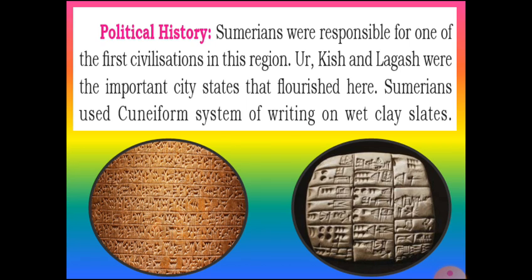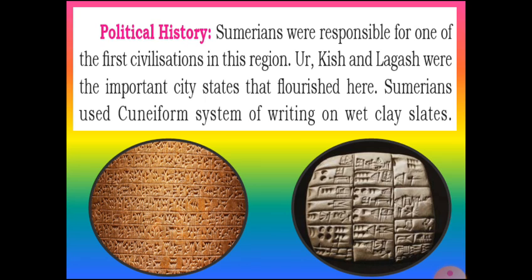Sumerians were responsible for one of the first civilizations in this region. Ur, Kish, and Lagash were the important city-states that flourished here. Sumerians used the cuneiform system of writing on wet clay slates. Mesopotamians were in contact with Indians.